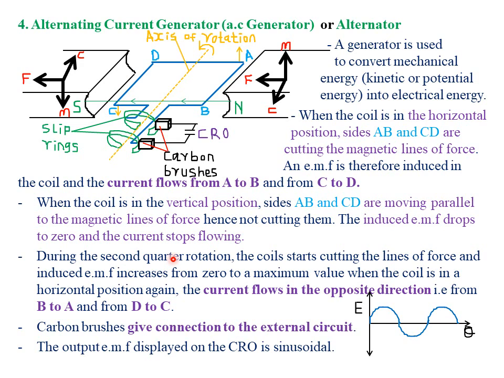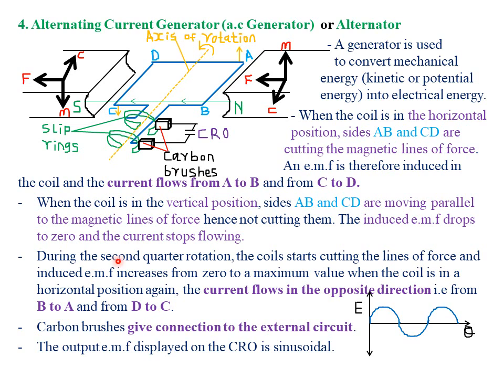So the second quarter rotation is when the side AB has gone to the side CD, and the side CD moves to the side of AB. During the second quarter rotation, the coils start cutting the lines of force, and the induced EMF increases from 0 to the maximum value when the coil is again in the horizontal position. So the current in this case flows in the opposite direction, that is from B to A and then from D to C.